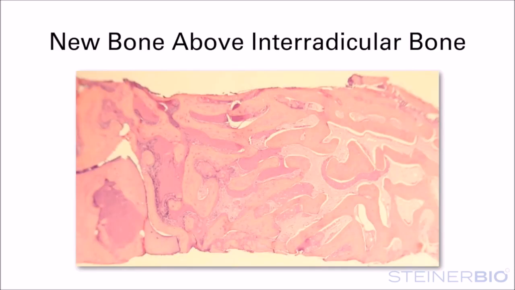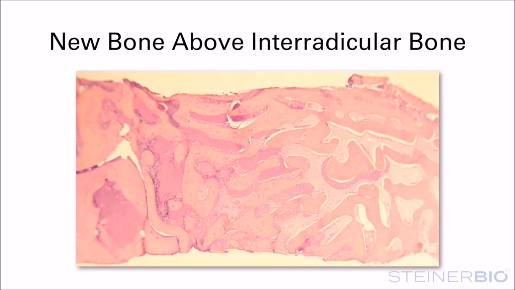This slide is the bone that grew on top of the old interradicular bone that was there when the tooth was extracted. So this is the bone that's at the crest. You can see that it's highly mineralized at this point in time. The bone is very nicely structured into trabeculae. There's no inflammation in the tissue, and this is beautiful bone for the placement of your implant.